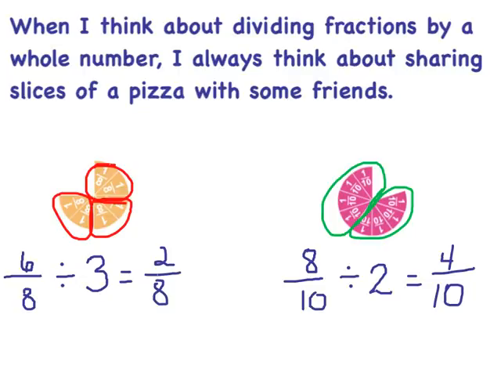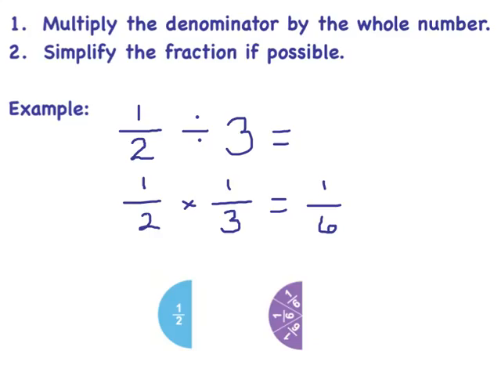but what if I don't have those fraction circles or my numbers get a little odd? So let's take a look at how I can actually work this out with my algorithm. The first thing I need to do is multiply the denominator by the whole number. That seems a little odd, so we're going to look at that in a second. And then always simplify the fraction if possible.